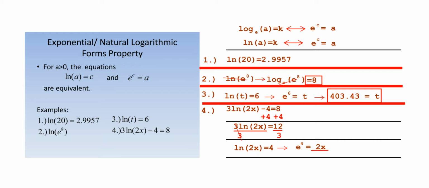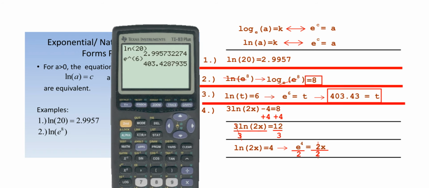And now let's get rid of the 2 via division. But likewise, we could get a number right now for e to the 4. But we'll do it in a minute. So divided by 2, 2's cancel out. Now we can do it. So now let's try it out.